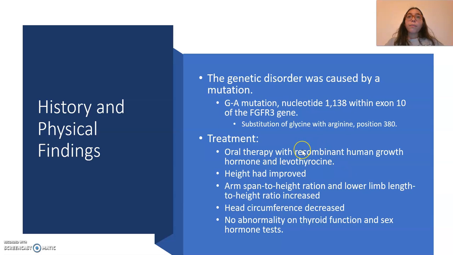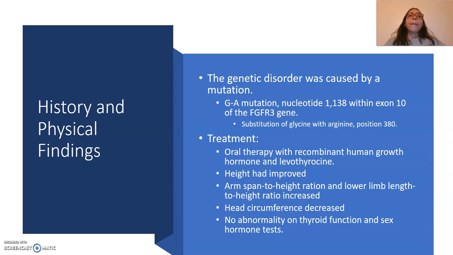The patient's disorder was caused by a mutation. The gene mutation analysis revealed that it was a mutation at nucleotide 1138 within exon 10 of the FGFR3 gene. The missense mutation caused the substitution of glycine by arginine at amino acid position 380.